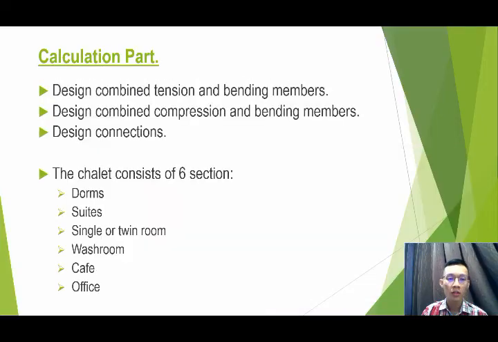So now we are going to cover the compression part for this project. First of all, the design of combination and bending member. Next, design of combined compression and bending member. Lastly, design of connection. The chalet consists of 6 sections: dorms, suites, single or twin room, washroom, cafe, and office.